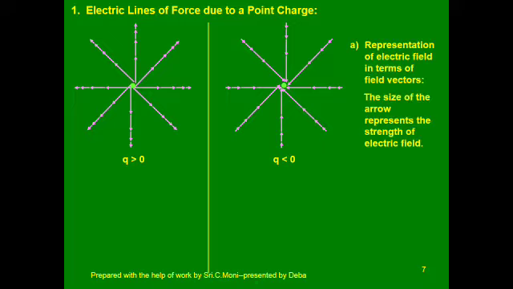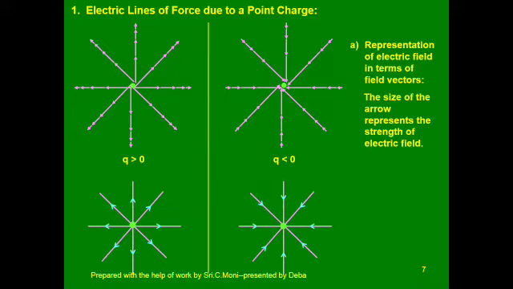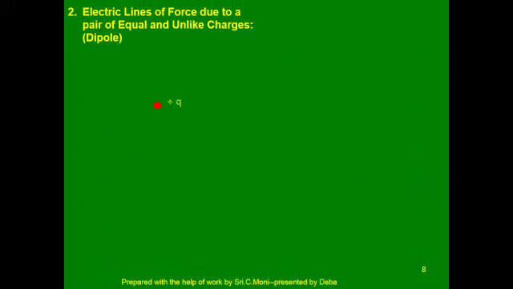Representing electric field in terms of field vector, the size of the arrow represents the strength of the electric field. If the arrow is longer, electric field intensity is also higher in magnitude. You can see there are some other cases based on the previous example, representing electric field in terms of field lines.